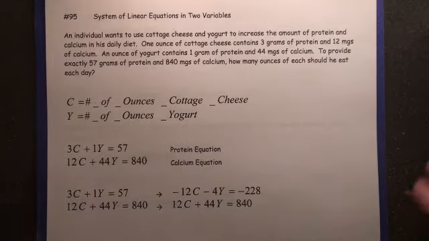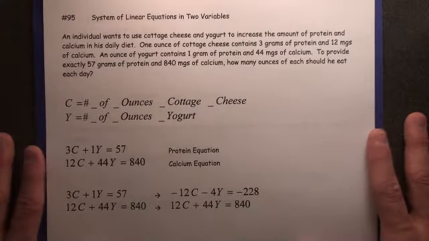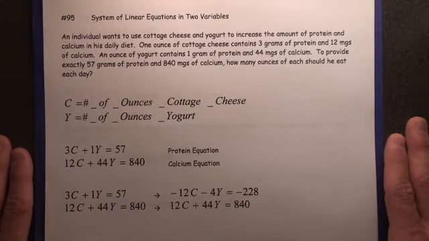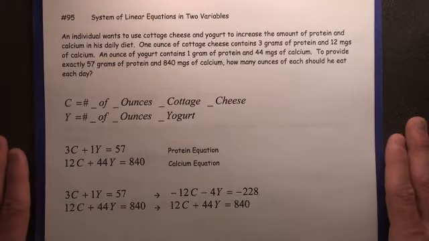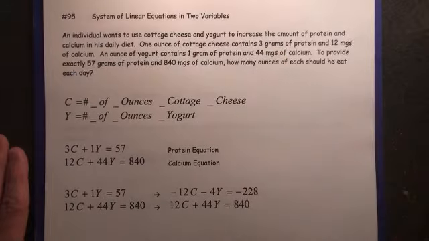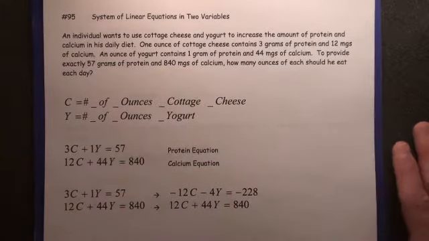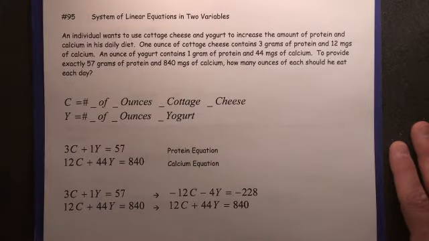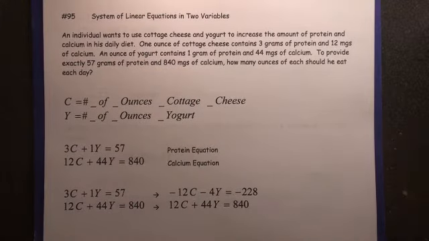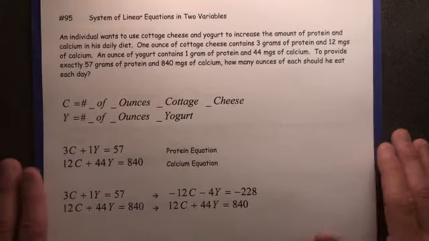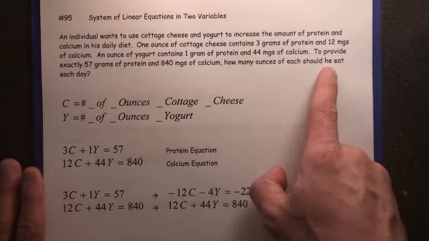We have an individual who wants to use cottage cheese and yogurt to increase the amount of protein and calcium in his diet. 1 ounce of cottage cheese contains 3 grams of protein and 12 milligrams of calcium. 1 ounce of yogurt contains 1 gram of protein and 44 milligrams of calcium. To provide exactly 57 grams of protein and 840 milligrams of calcium, how many ounces of each should he eat each day?